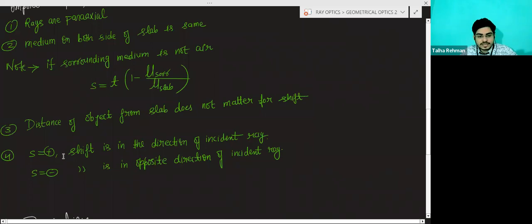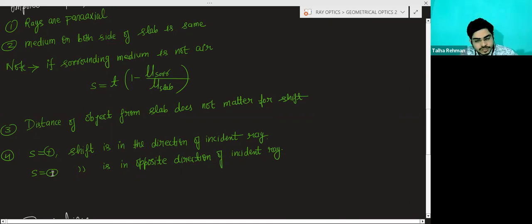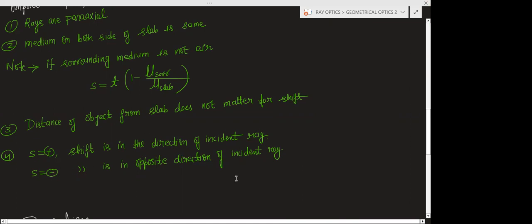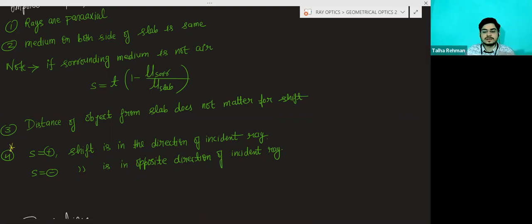The important point is, if the shift comes out to be positive, then the shift is in the direction of the incident ray. If the shift comes out to be negative, then the direction is opposite to the incident ray. When we solve the numericals, you will understand this point more clearly.